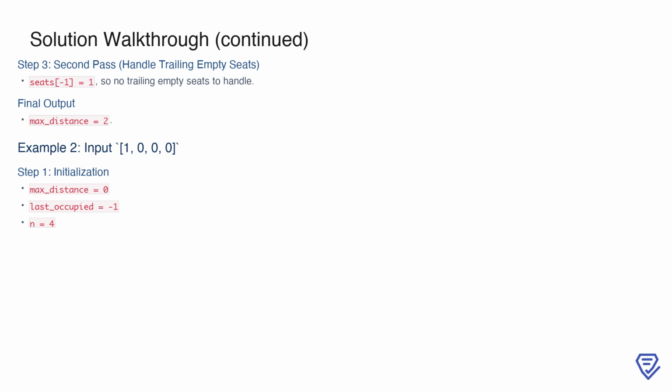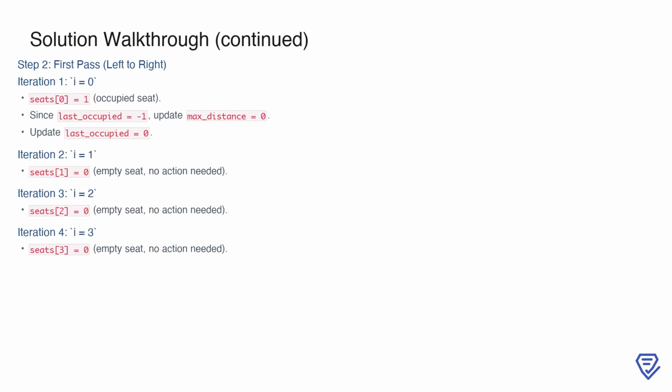Moving on to the next example, we now consider the input 1, 0, 0, 0. Similar to the previous example, we initialize our variables, max_distance equals 0, last_occupied equals -1, and n equals 4, which is the length of the array.